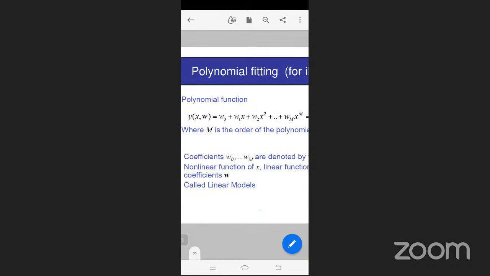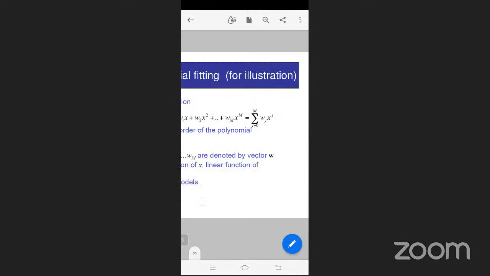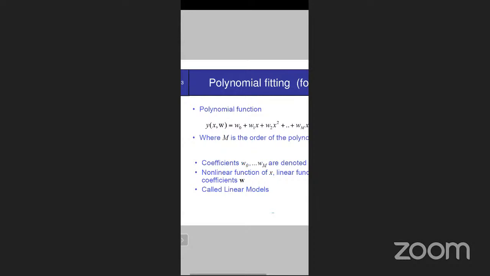So on. For any order M, there is a curve y(x, w), which is the summation of wj x to the power of j, with j from 0 to M. Is it clear to everyone? Yes, sir. I'm going to give you a set of points and fit different polynomials on them, and then study the behavior.